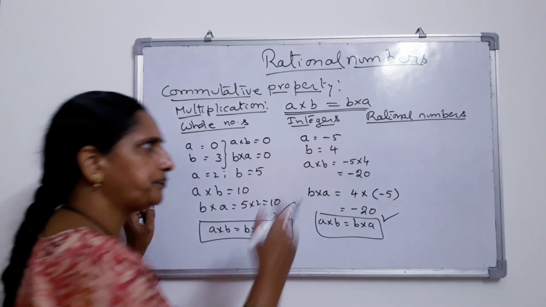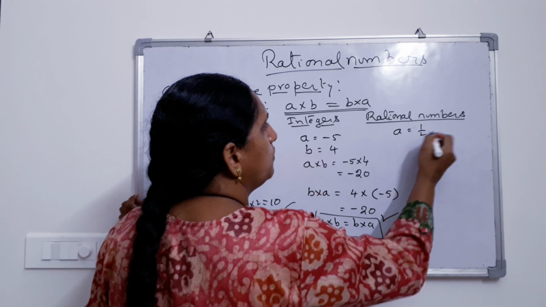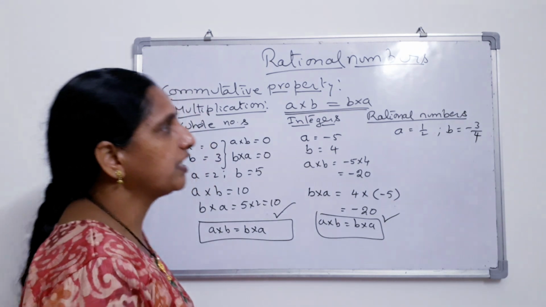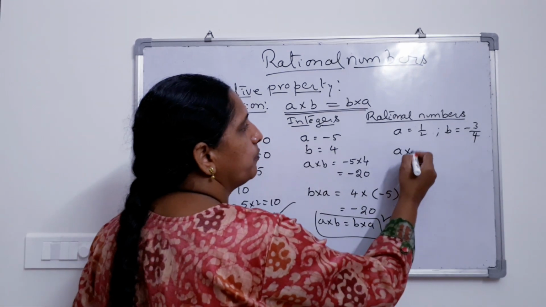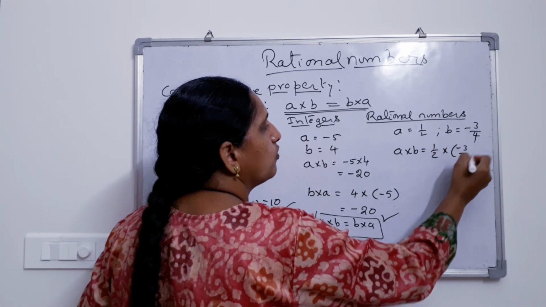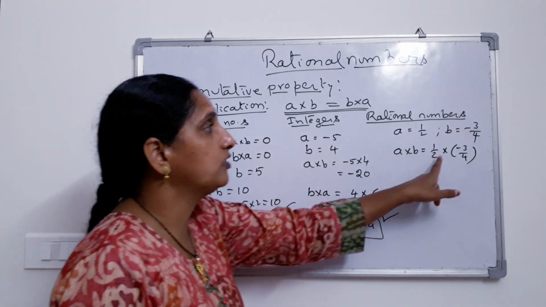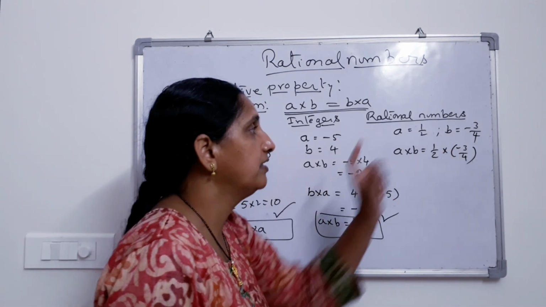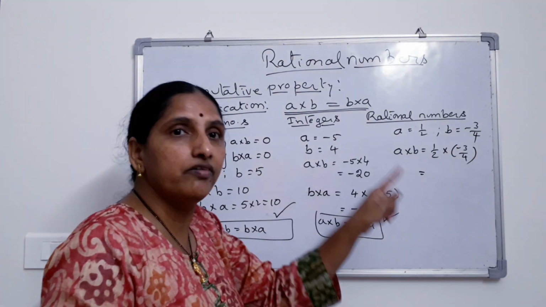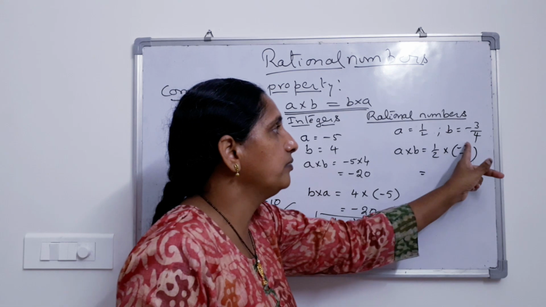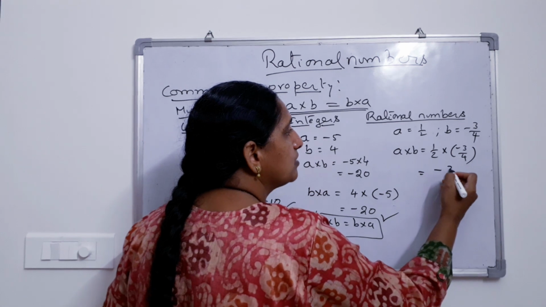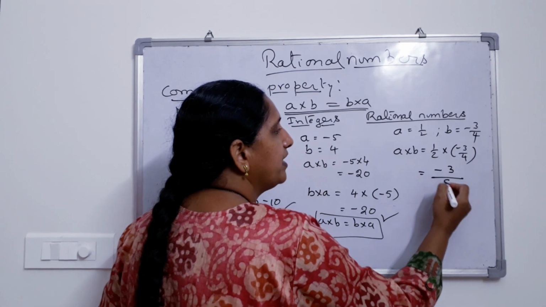Now rational numbers. We shall take a is equal to 1 by 2, b is equal to minus 3 by 4. Now let me check with a into b. a into b is 1 by 2 into minus 3 by 4. I am putting minus 3 by 4 within brackets because into and minus should not come side by side. Now it is multiplication, so there is no need of taking the LCM. You can multiply the numerator separately and the denominator separately. So 1 into minus 3 is minus 3, by 2 into 4, 8.